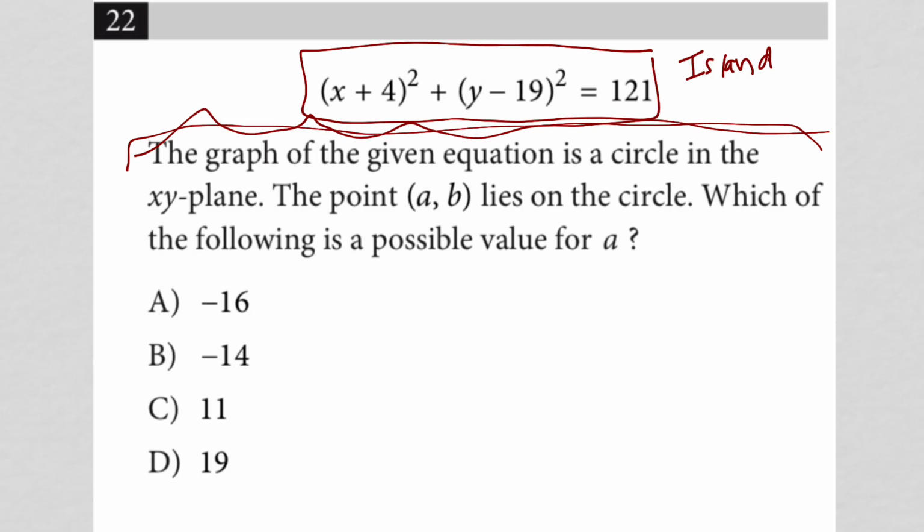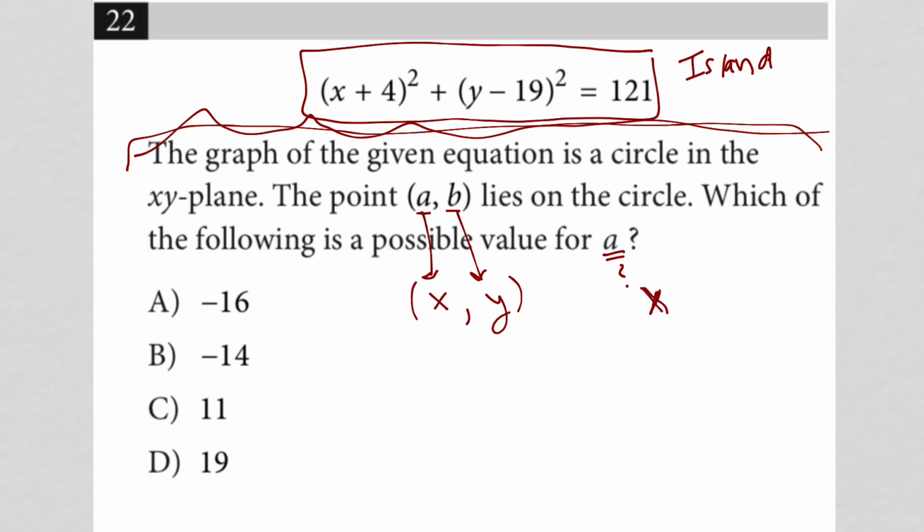The point AB, let's keep in mind, while the question is calling this A and B, really A is X and B is Y, X comma Y from that circle. So the point AB lies on the circle. Which of the following is a possible value for A? Again, a possible value for A really means a possible value for X.